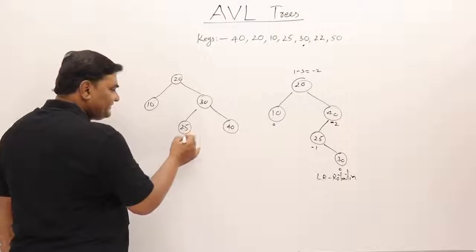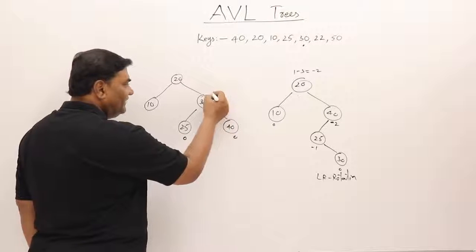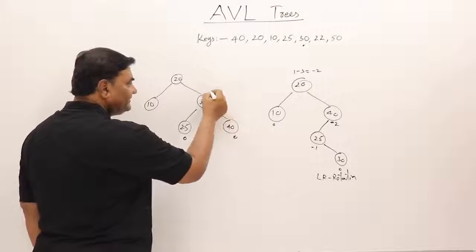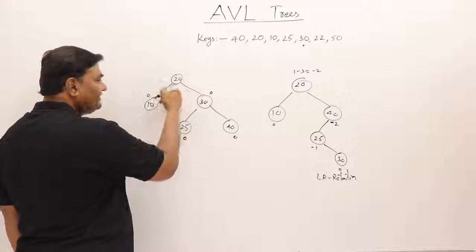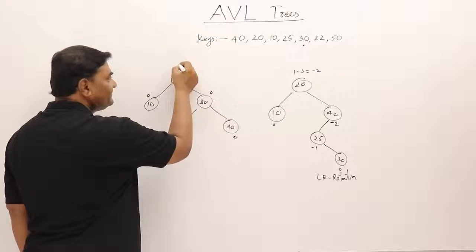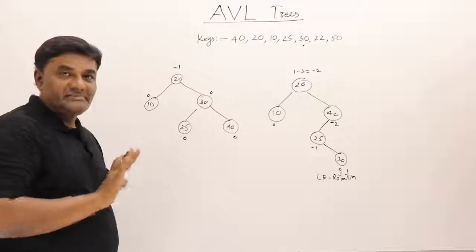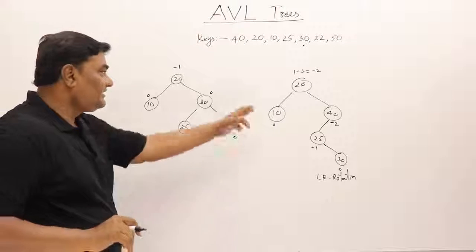Now update balance factors. 0, 0, and this is 1, 1. This is also 0, this is 0. This is 1 and 2. So this is minus 1. Everything is balanced. I'll remove that one.